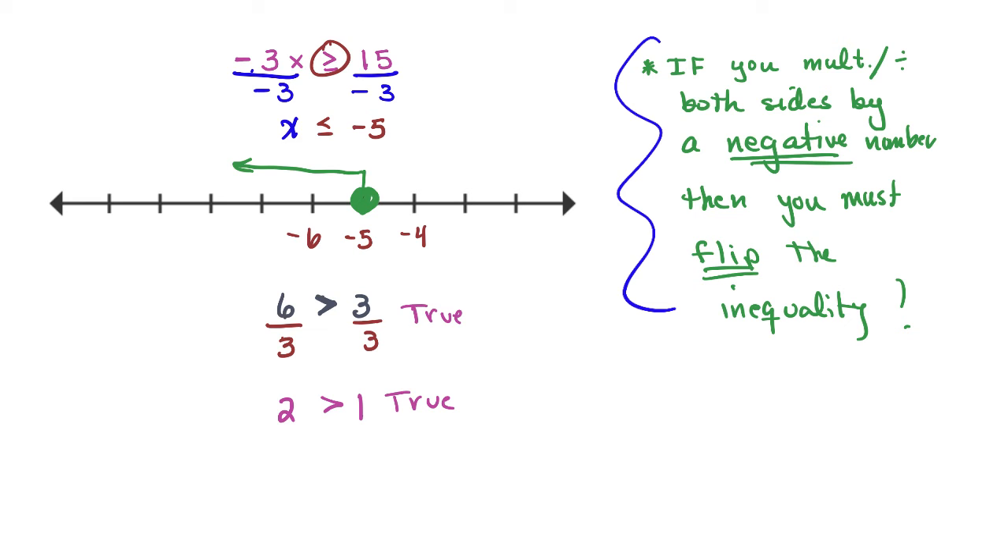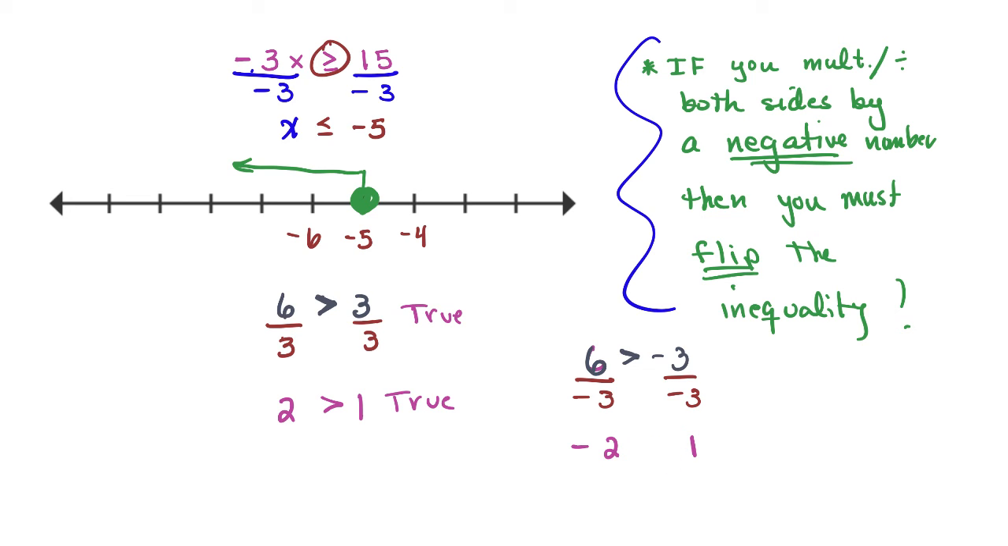But watch what happens when I do that with a negative number. So this time I'm going to have 6 is greater than 3 again. And I'm going to do the same thing to both sides, but this time the same thing I'm going to do is divide by a negative 3. And notice I get negative 2 and positive 1. And it no longer works to say that negative 2 is greater than positive 1. This is no longer a true statement. Negative 2 is not greater than 1.